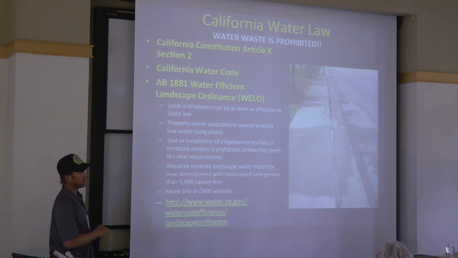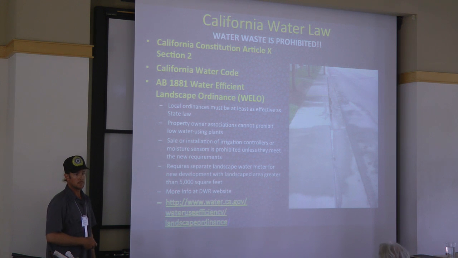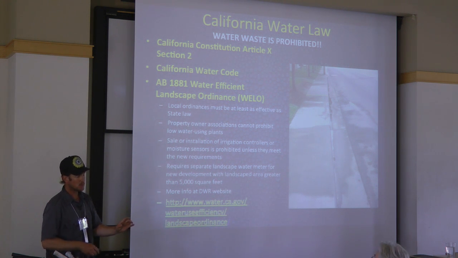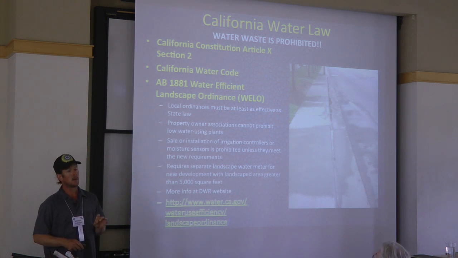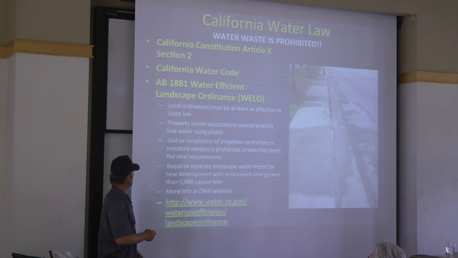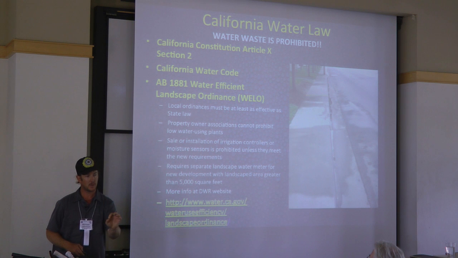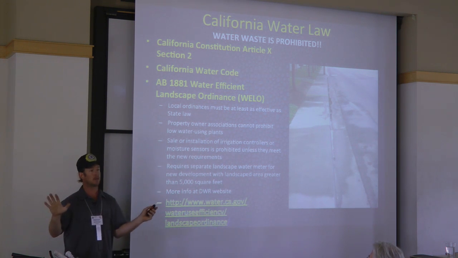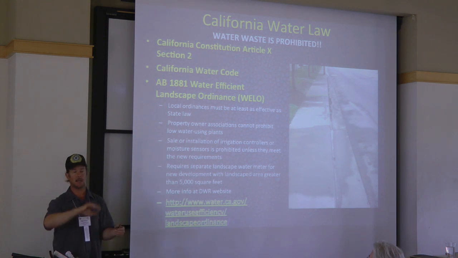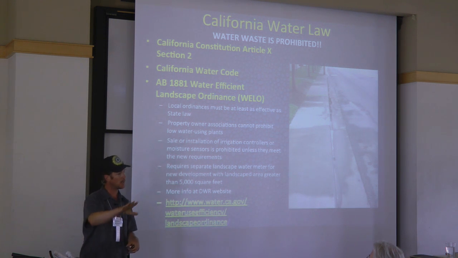This basically regulates how you can use water outdoors. And there are specific regulations pertaining to new construction mostly. However, there's also language regarding existing landscapes. Basically, you can't have water hit what we call non-targeted areas. You can't have overspray and runoff. Water cannot leave your landscape.